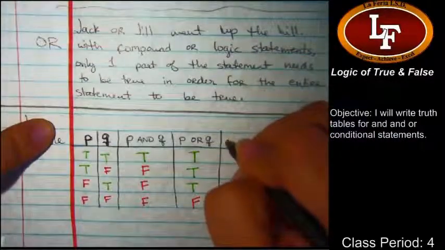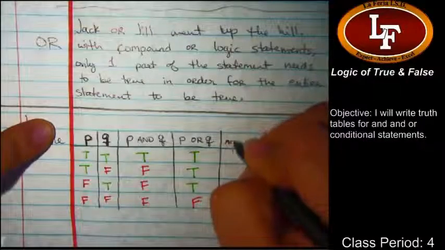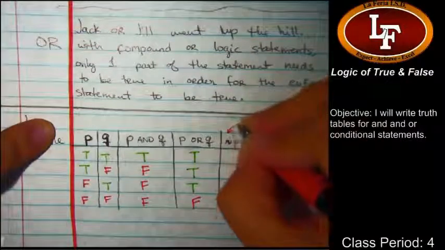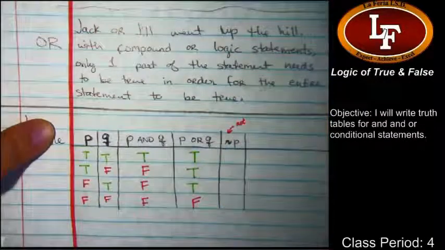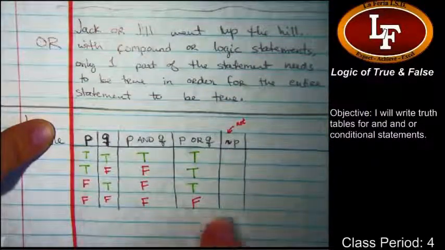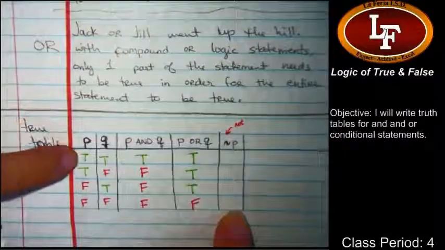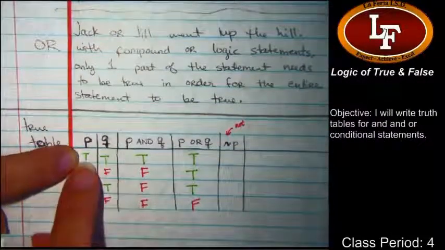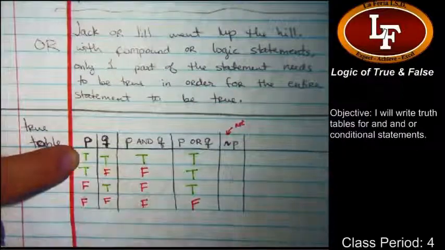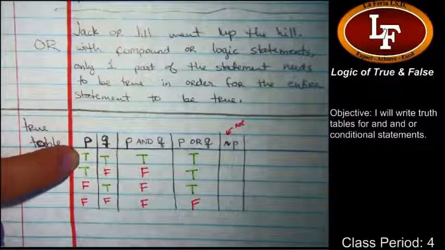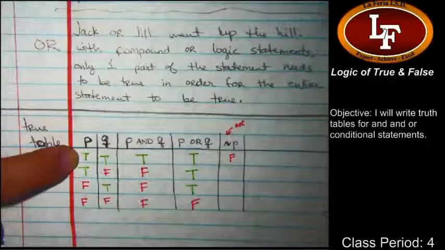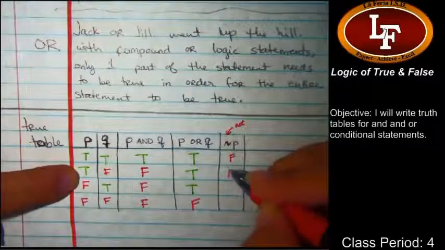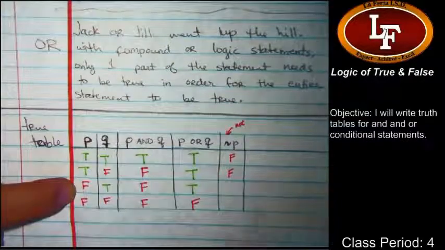This little squiggly line means not. Okay? And not is that inverse, right? You take the opposite truth value. So if this says not P, I'm going to come over to the P column. And this truth value is true. So its opposite is false. And so this value here is false. The next one? The last one?